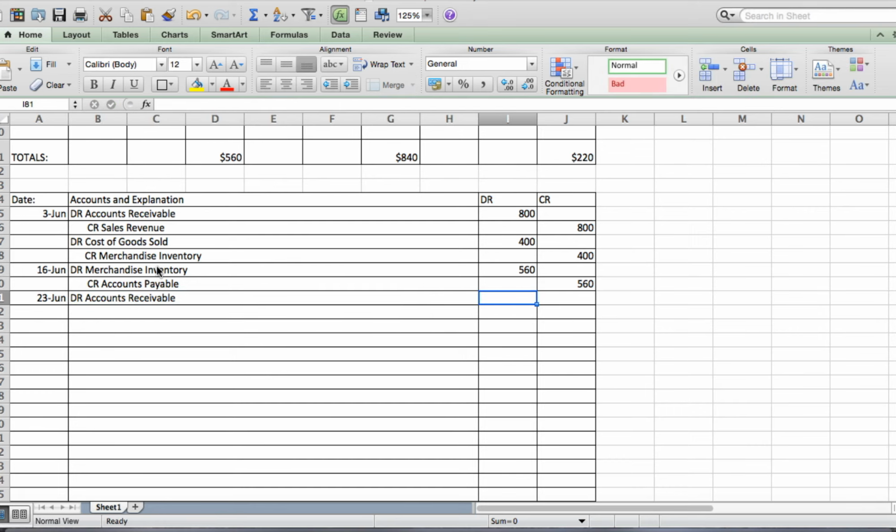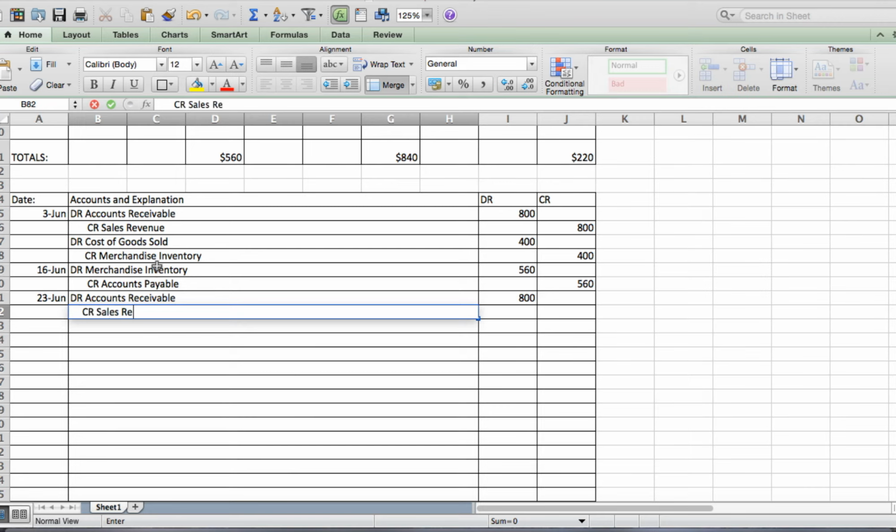Debit accounts receivable, $800. Credit sales revenue, $800. Okay, so far we have $1,600 worth of revenue. Now, the other side of this, which shows us how we're keeping track of cost of goods sold and inventory, is what changes for the various transactions. So I'll label each one when we write it out here.